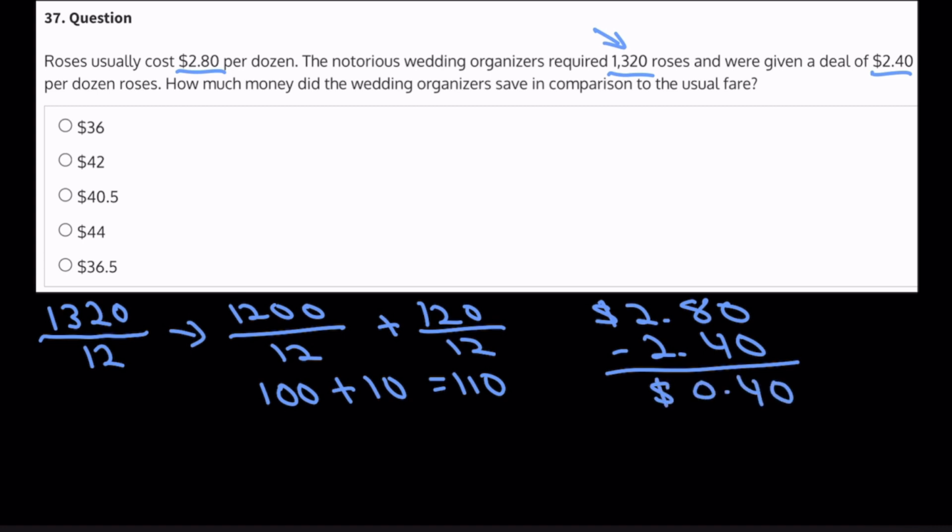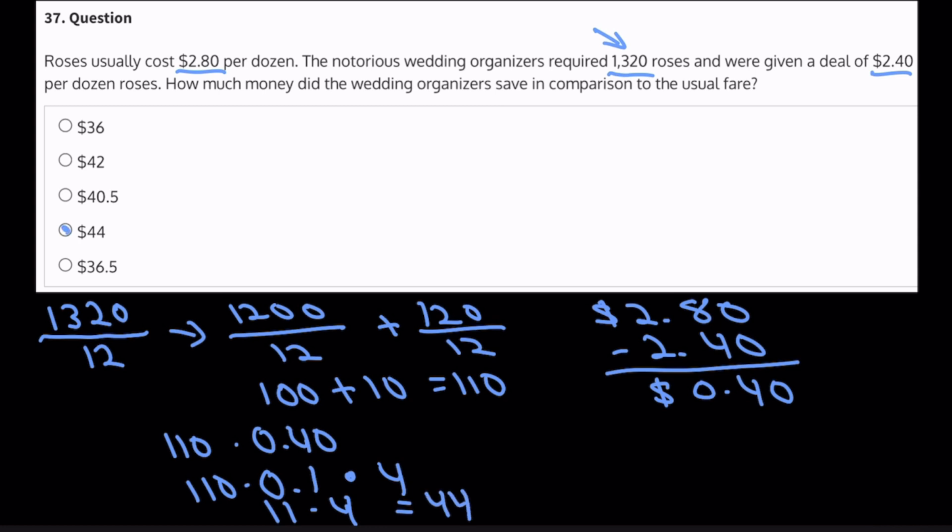So now to understand what our discount is, we have 110 times 40 cents. Now we're going to use the commutative property here because it's a little bit difficult for us to deal with these numbers. So instead of dealing with 40 cents, we're going to break this down into 0.1 times 4, and then we're also multiplying by 110. So 110 times 0.1, or 10% of 110, is going to be 11 times 4, which gets us to 44. And that's going to be the correct answer for this question.